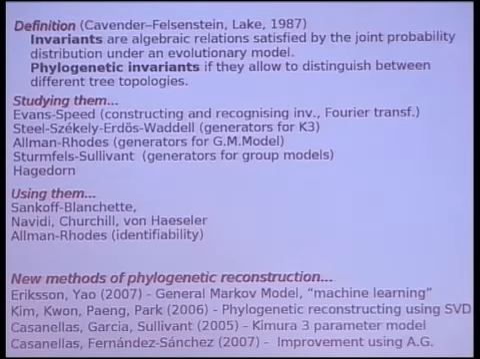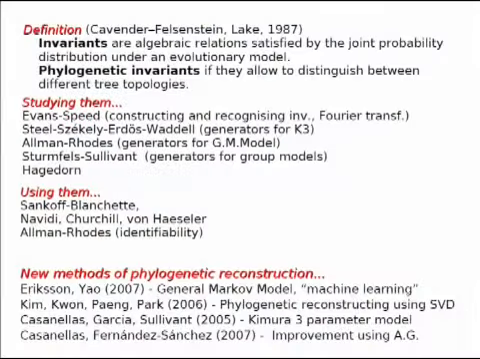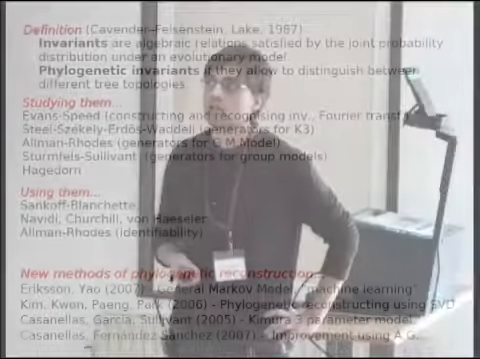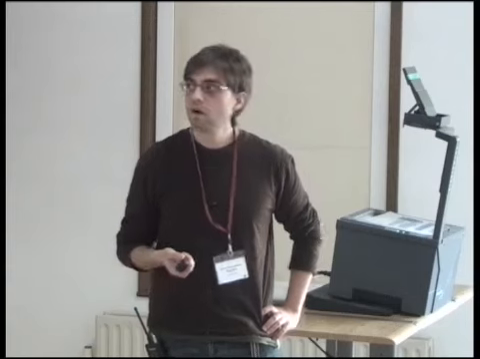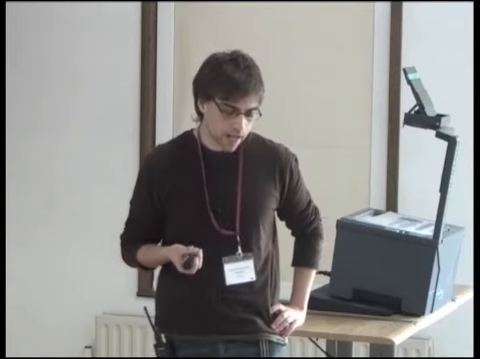Phylogenetic invariants were introduced by Cavender and Felsenstein and independently by Lake in 1987. Since their introduction, they have originated a lot of work in mathematics. Let me recall the results of Evans and Speed, Steel, Allman and Rhodes, Sturmfels and Sullivan, Hagedorn, and also in phylogenetics, Sankoff and Blanchette, Navidi, Churchill, von Haeseler, Allman and Rhodes too. Recently there has been a lot of work to design and develop phylogenetic reconstruction methods by using phylogenetic invariants.